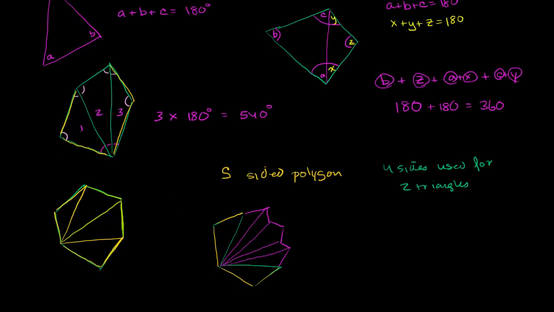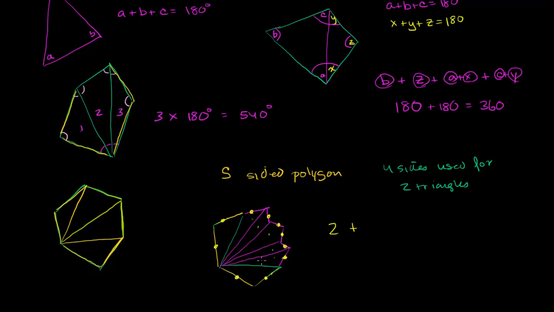So for example, this figure that I've drawn is a very irregular 1, 2, 3, 4, 5, 6, 7, 8, 9, 10. Is that right? 1, 2, 3, 4, 5, 6, 7, 8, 9, 10. It is a decagon. And in this decagon, 4 of the sides were used for 2 triangles. So I got 2 triangles out of 4 of the sides. And then out of the other 6 sides, I was able to get a triangle each. Actually, let me make sure I'm counting the number of sides right. So I have 1, 2, 3, 4, 5, 6, 7, 8, 9, 10.